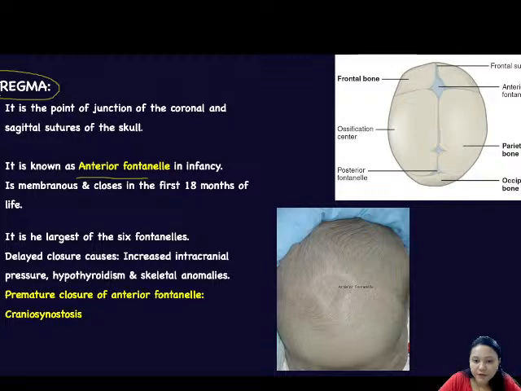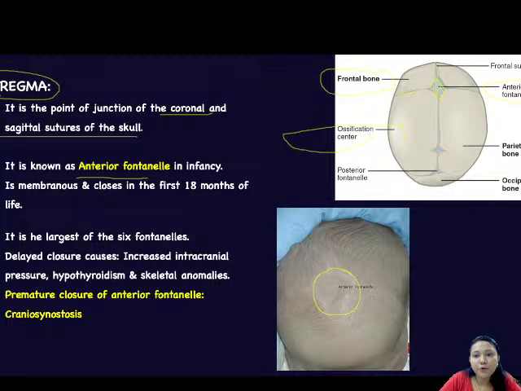So in children, in newborns, you can see a depressed area on the skull, which is a diamond shaped unossified region. This area is your anterior fontanelle, and when it ossifies it is called the bregma. It is at the junction of the frontal bone and the parietal bone, so at the junction of 2 sutures: a coronal suture and a sagittal suture.